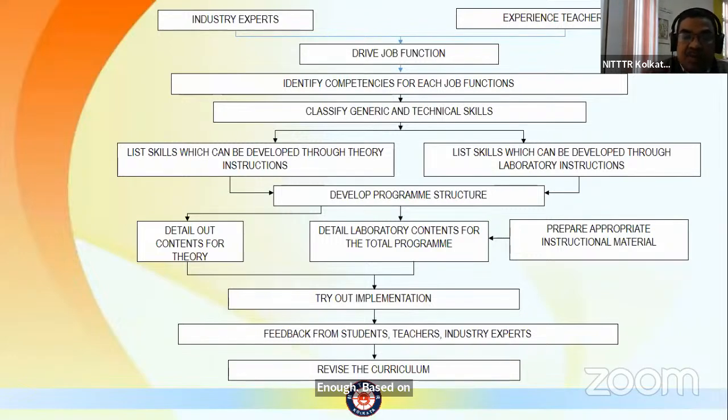Then after developing the program structure, detail out the contents for theory, and after that detail out the content for the practical, the laboratory contents, for the total program, and prepare the appropriate instruction and material for both theory and practical, and try out implementing the curriculum, and also collect feedback from the students, teachers, industry, or some other stakeholders, and try to revise the curriculum from time to time.